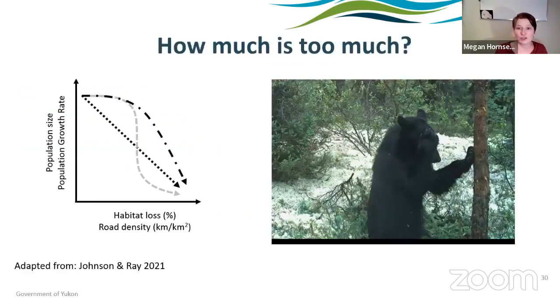So the big question here is trying to understand how much is too much. If we have, on the y-axis here going up and down, population size or population growth rates. These are different things that we might measure. We might also look at relative abundance. And then on the x-axis, going across the bottom here horizontally, we could be looking at habitat loss or the road density. And this all shows negative relationships, but not all relationships are negative when it comes to cumulative effects.